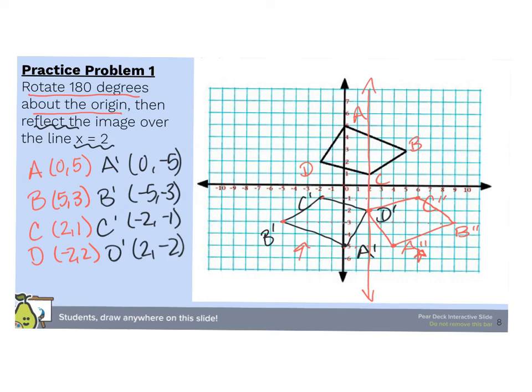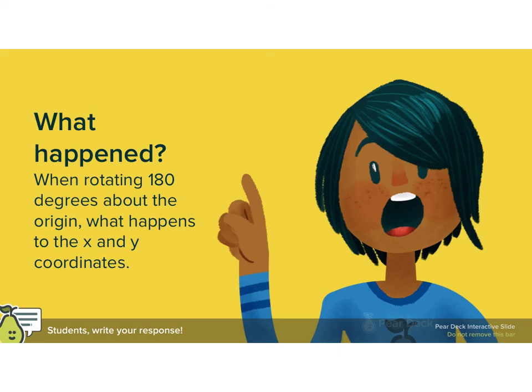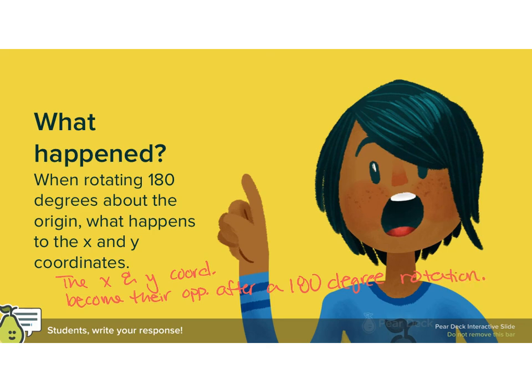That's the final image. Let's see what the second slide is asking us. When rotating 180 degrees, what happens to the x and y coordinates? The x and y coordinates become their opposite after a 180 degree rotation. Complete sentence whenever we're answering a word problem.